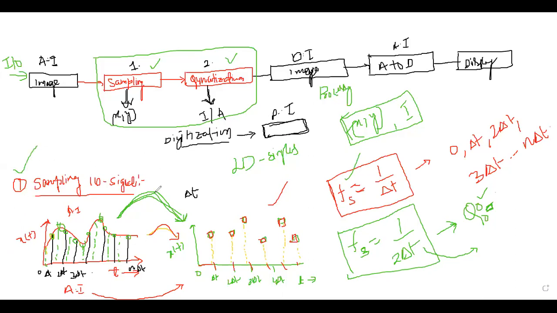What do you mean by sampling and how is sampling performed? Yes, sir. Sampling is nothing but converting the analog signal, which is in continuous form. Okay, analog signal, the continuous form.